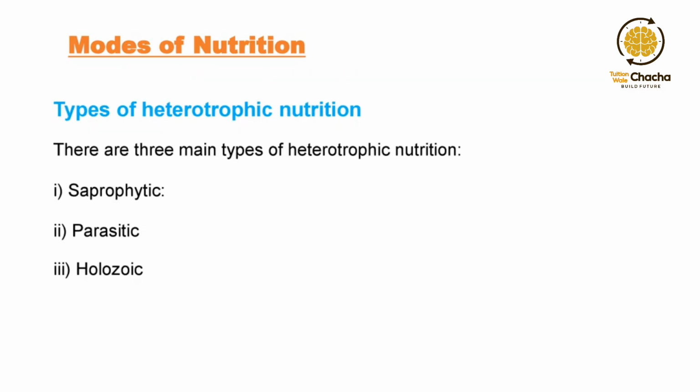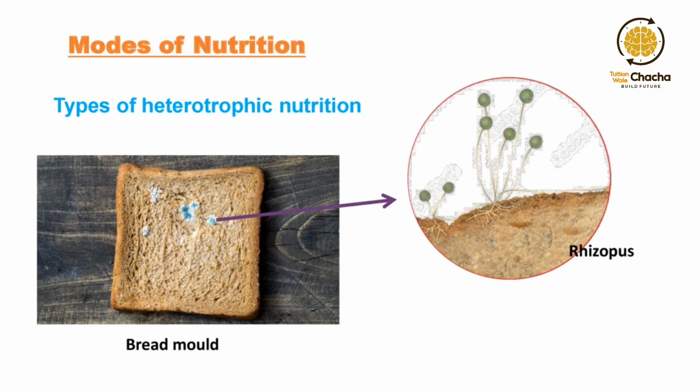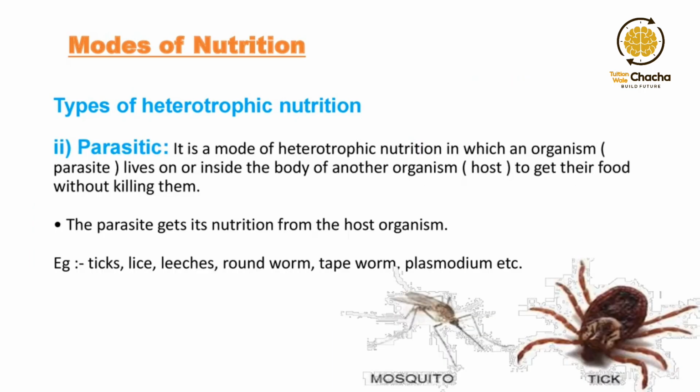There are three main types of heterotrophic nutrition. 1. Saprophytic. 2. Parasitic. 3. Holozoic. Parasitic. It is a mode of heterotrophic nutrition in which an organism, parasite, lives on or inside the body of another organism, host, to get their food without killing them. The parasite gets its nutrition from the host organism. Example: ticks, lice, leeches, roundworms, tapeworms, plasmodium etc.